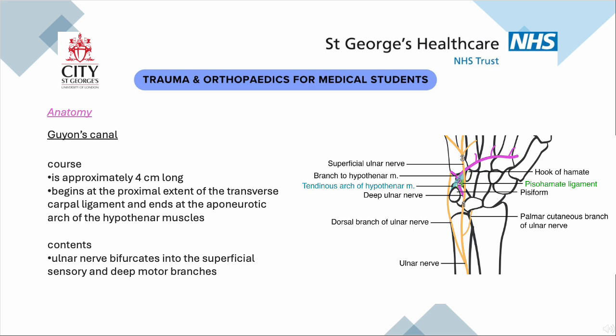Again, a little bit of anatomy, but this is fairly small print. So Guyon's canal is approximately 4 centimeters long and begins at the proximal end of the transverse carpal ligament and ends at the arch of the hypothenar muscles. And it contains the ulnar nerve, where it bifurcates into superficial and deep branches. And it's closely associated, as you can see, to the pisiform and the pisohamate ligament.